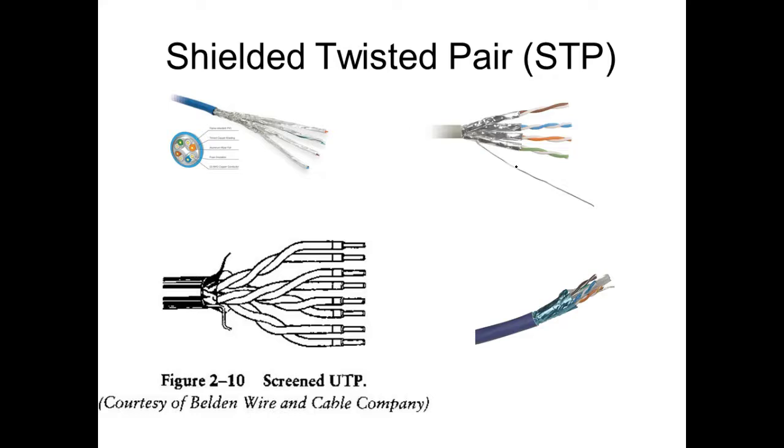So the shielded twisted pair: if we're going to be in an industrial environment and we're going to run Ethernet, which uses twisted pair, then what we should use is shielded twisted pair. And all our switches and all our network components should be set up to handle shielded twisted pair.